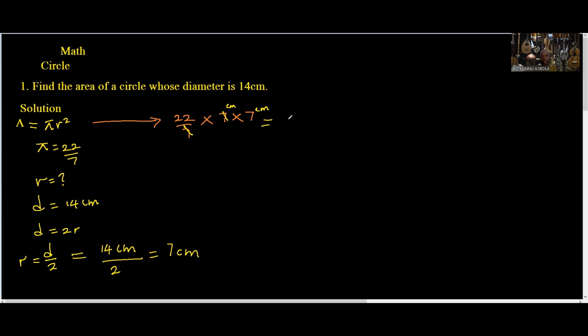So when we say 22 times 7, 7 times 2 is 14. 7 times 2 again, 14 plus 1, that's 15, making 154. So cm and cm gives us cm squared. And that is how it works for the math class.